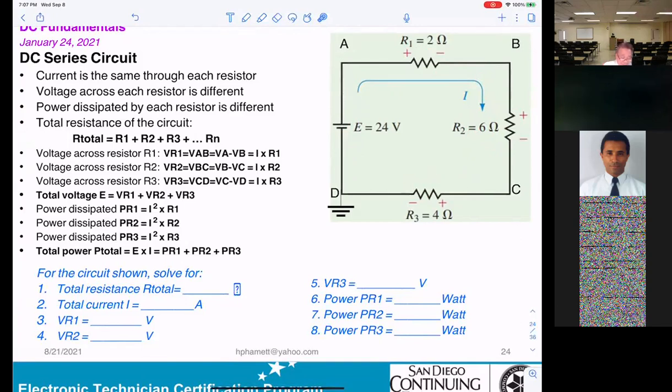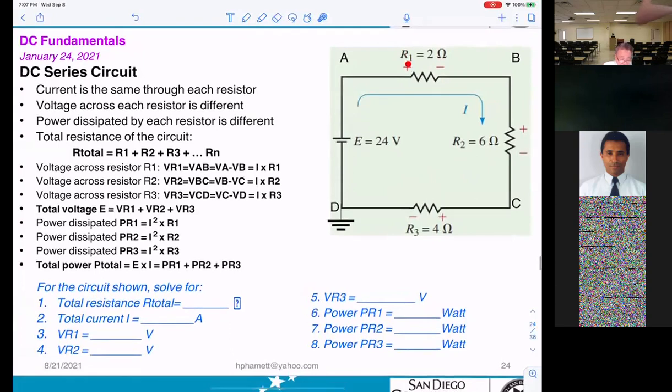Looking into the circuitry, they draw positive here, negative here. That means the current comes in at positive and leaves at negative. Same thing for R2, coming in positive, leaving negative, exactly the same here. Next, what is this here? It is the reference, they call it common, or ground.